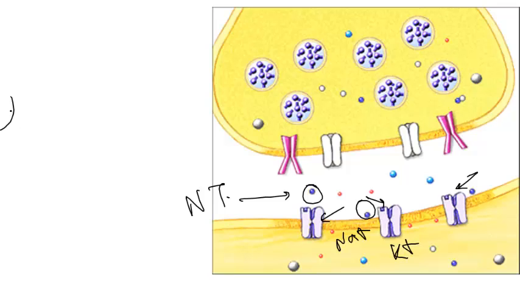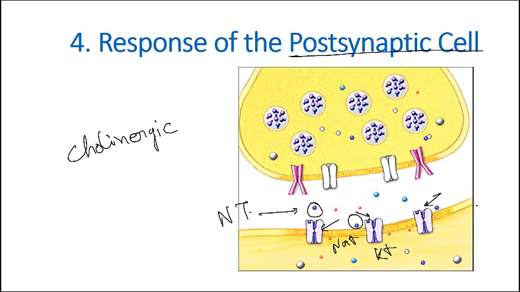One is the cholinergic receptor and another one is the adrenergic receptor. Let us look at the different types of receptors.